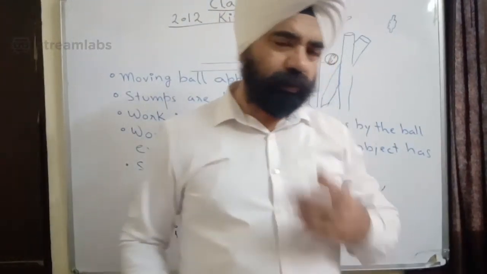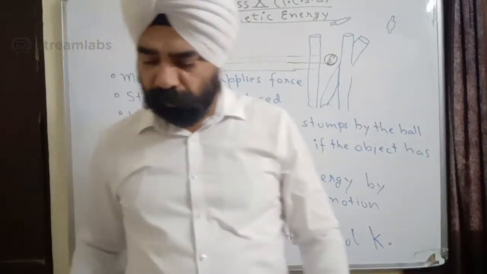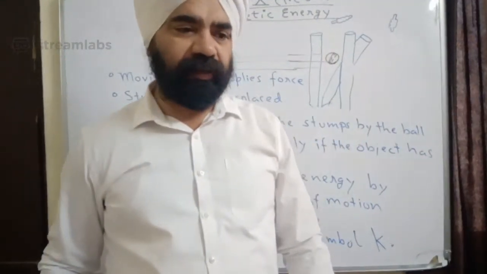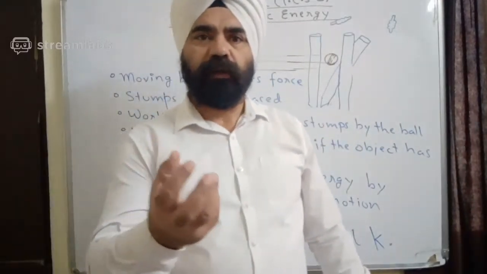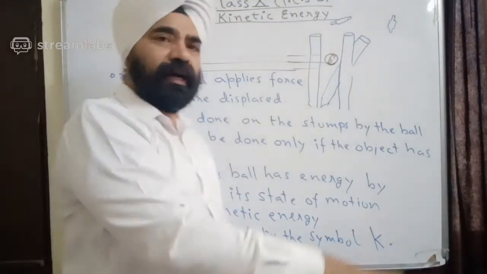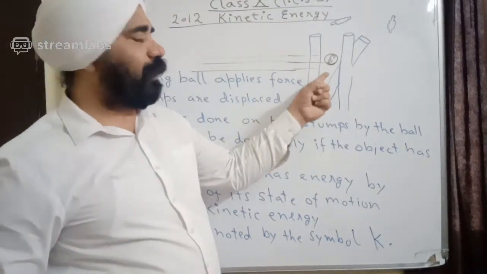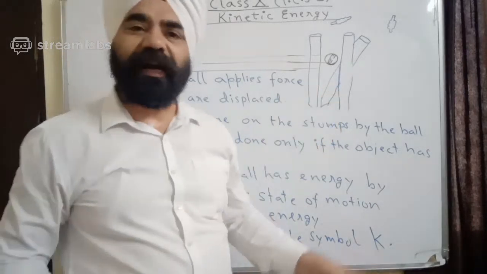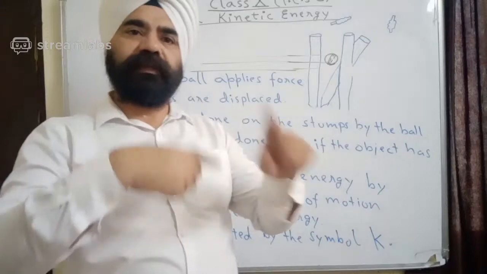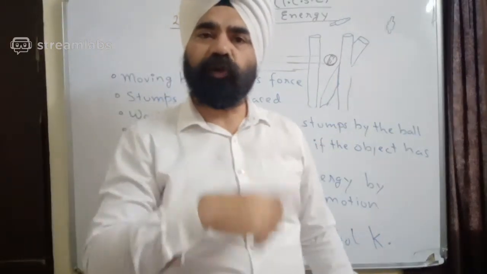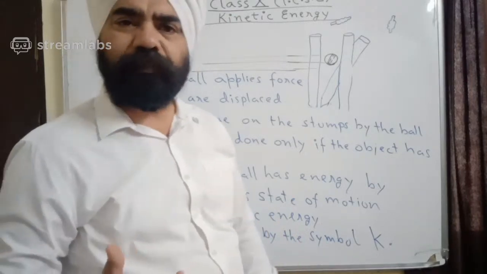I welcome you both. Okay, we start with 2.12, that is kinetic energy. Now if I have a ball and I throw it towards the stumps, what happens to the stumps? If it hits, the stumps get shattered. If my throw is very powerful, then sometimes the stumps go rolling also. So how does this happen?